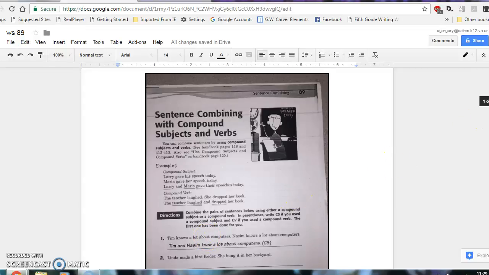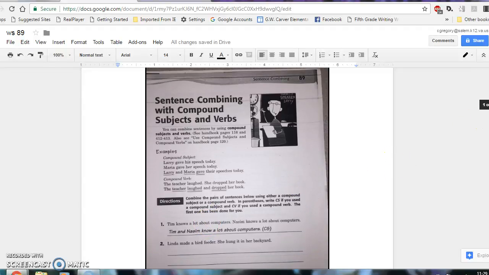Hello. So we're here to check our worksheets, 89 and then the back on that. There are lots of different ways to combine sentences depending on how they're made up. So we're just going to take a look at some different ways to do that.